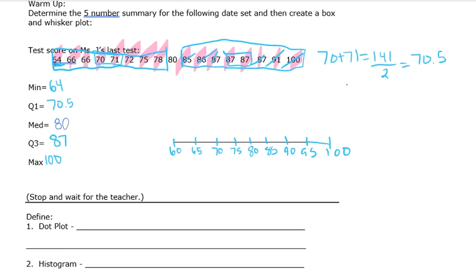All right, let's draw our box and whisker now. So we are going to start with 64, so that's at 65, but just a little bit below. Then we're going to go to 70.5, so that's just a little bit above 70, and then 80, and then 87, so that's in between 85 and 90, and then 100.